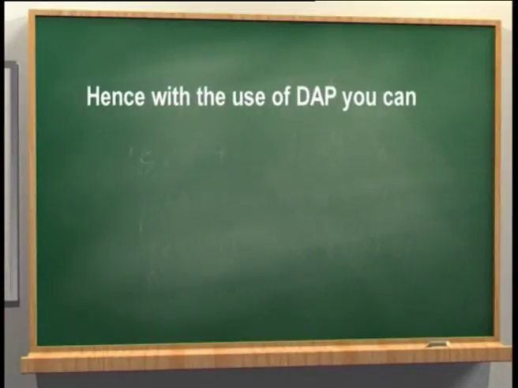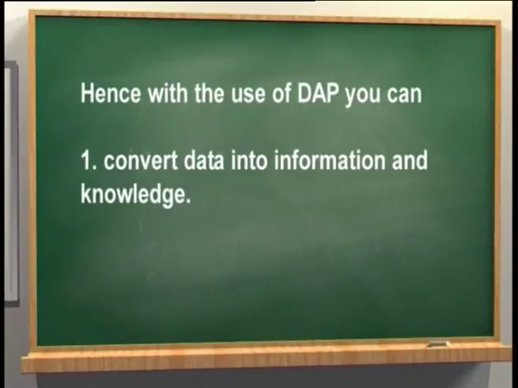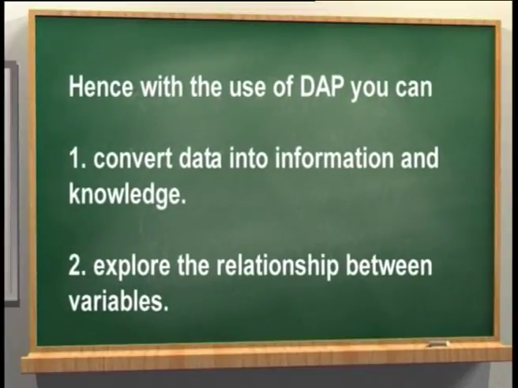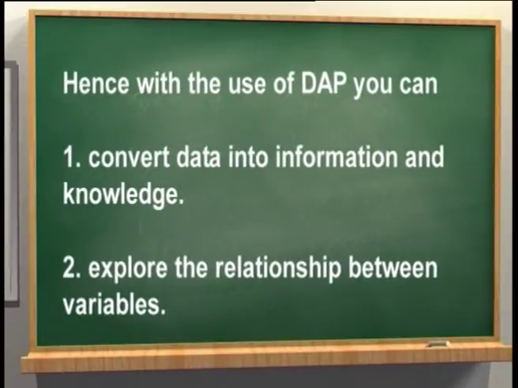Once you have selected the topic of research and have gone through the process of literature survey, established your own focus of research, selected the research paradigm and the methodology, and prepared your own research plan and have collected data, the next step is analysis of the data collected before finally writing the research report. Hence, using data analysis, you can convert data into information and knowledge and explore the relationship between variables.